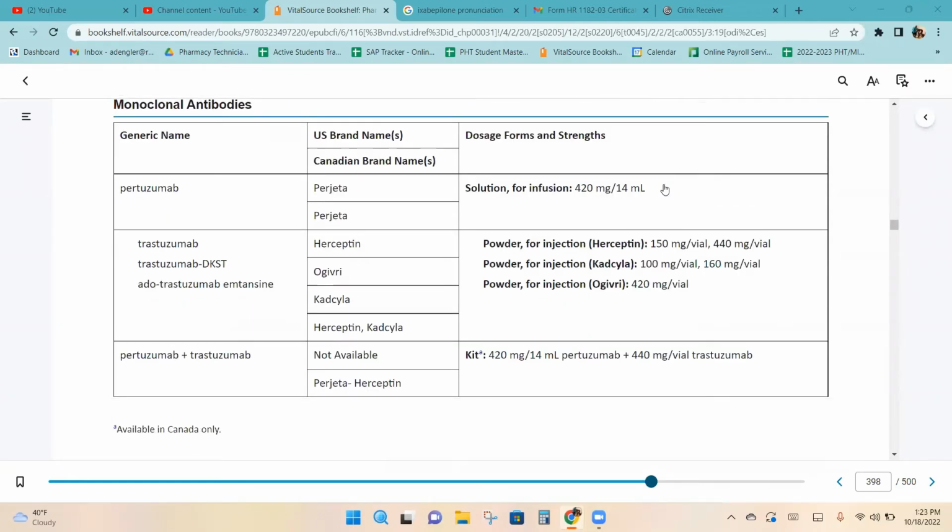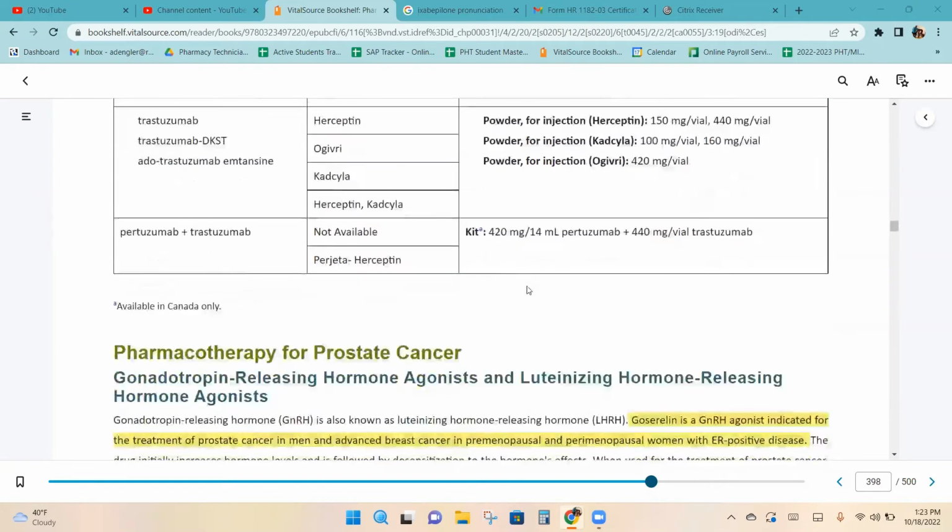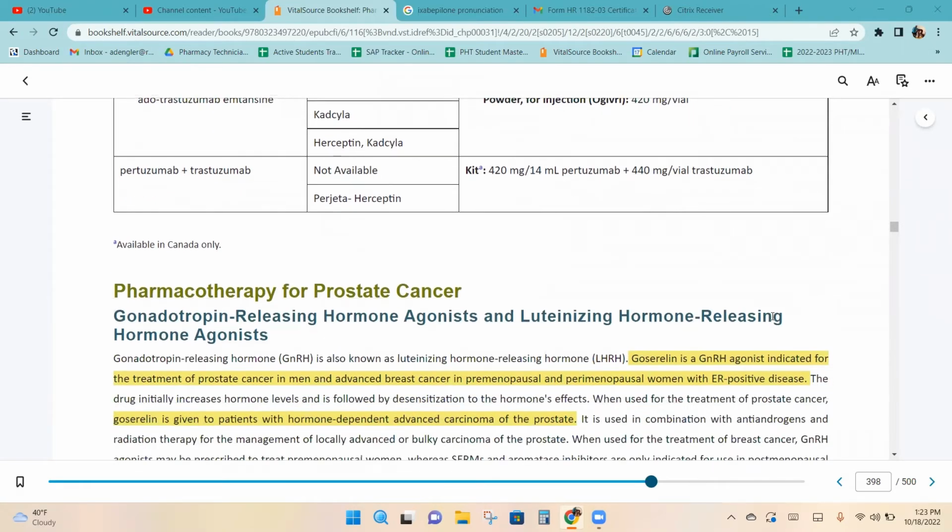So here we have the pertuzumab, and that is a solution for infusion, and Herceptin, Ogivri, and Kanjinti are all also powder for injection. And then there's a kit, but it's not available here, so we don't care about that.